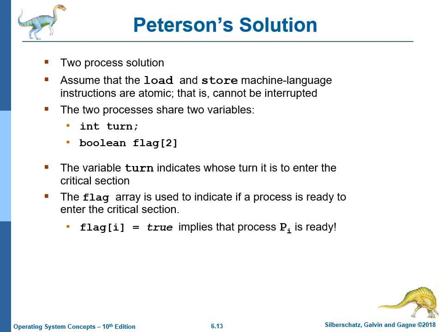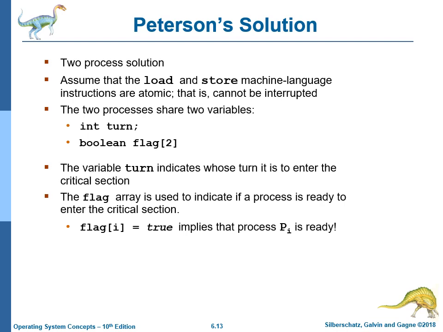Okay, so Peterson's solution suggests a two-process solution. And then we have the load and store machine language instructions, which are atomic and cannot be interrupted. The two processes share two variables, which are int turn and boolean flag. The variable turn indicates which process is the next one to enter the critical section, and the flag array indicates which process is ready to enter the critical section. So it applies mutual exclusion.